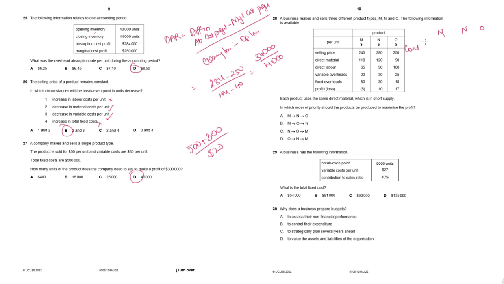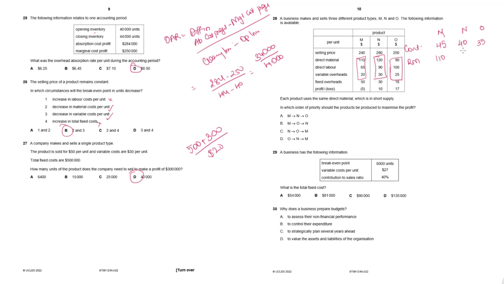First, I'm going to calculate contribution: selling price minus material minus labor minus overheads. So 195 for M is the variable cost. So 240 minus 195, 45. Then we have N. The total of variable cost for N is 240. 280 minus 240, 40. And for O, 90 plus 100, 190 and plus 25, 215. 250 minus 215, 35.